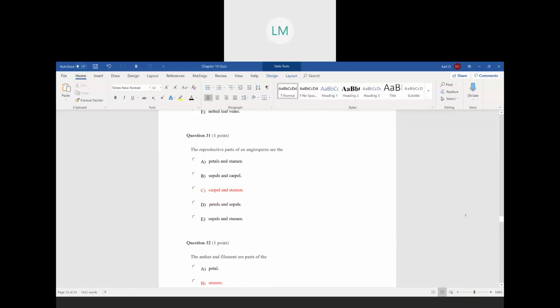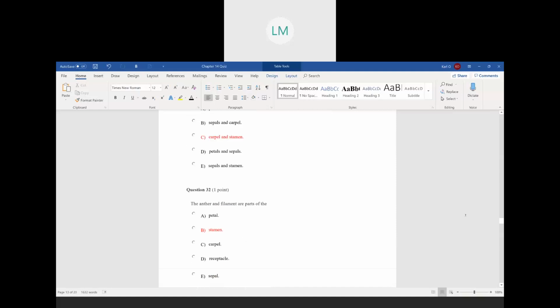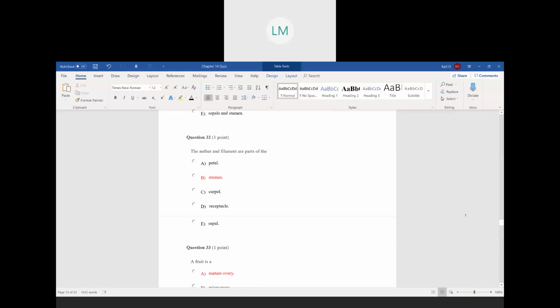The reproductive parts of an angiosperm are the carpel and the stamen. The carpel has the female parts, and the stamen has the male parts. Question 32, the anther and the filament, those are parts of the stamen. So the anther is where the pollen is produced, and the filament is the stalk on which the anther sits.